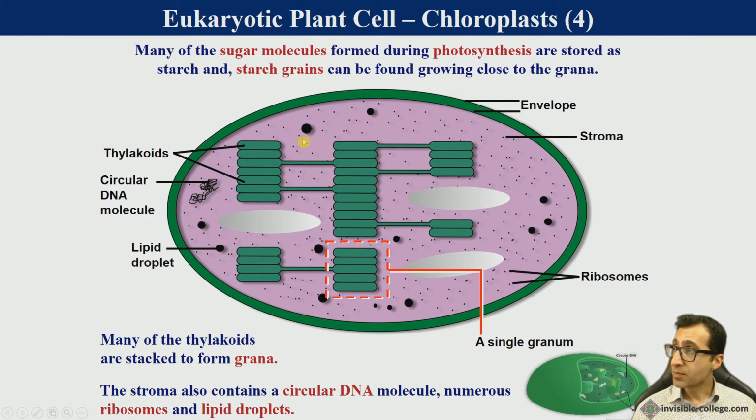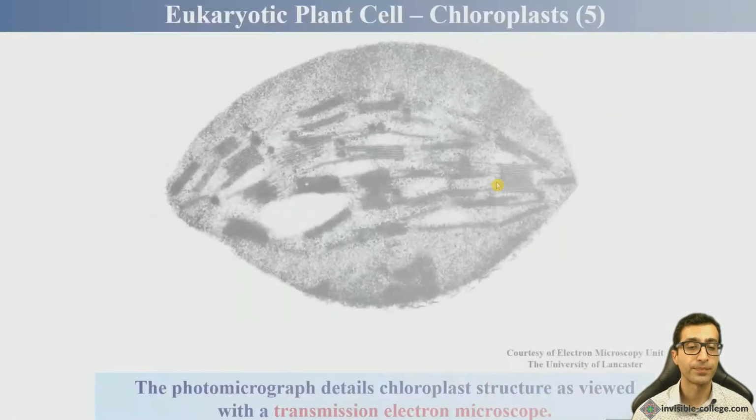Now, many of the sugar molecules which are formed during photosynthesis can be stored as starch, and you often find these very large starch grains within the chloroplasts, and this is a good way of storing large numbers of glucose molecules which have been produced by photosynthesis.